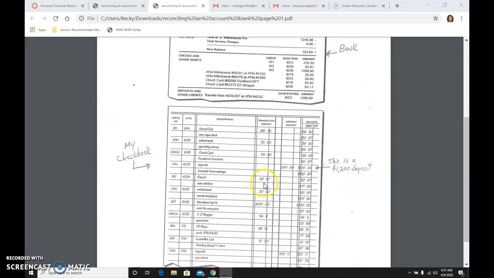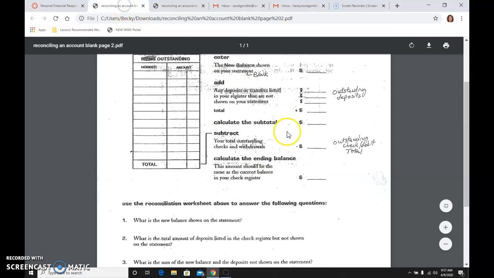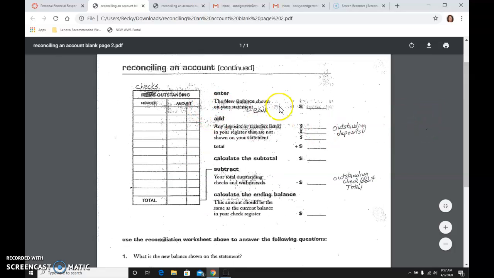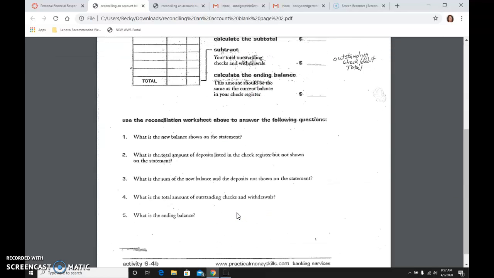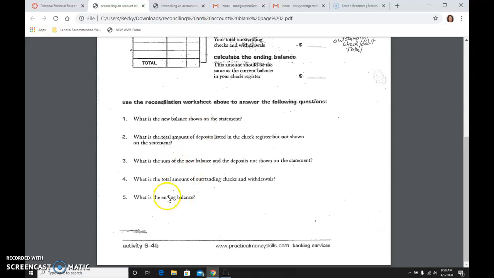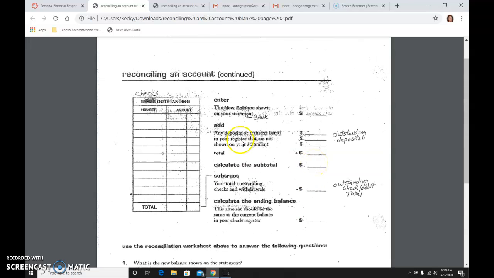So that lists everything. And if you go to the directions page, it's talking about filling this out. So the new balance that was on the bank statement, adding any deposits listed in the register that aren't on the statement, and then the same for checks and withdrawals to get to this ending balance. And this is key, so circle that. That amount has to be the same as the balance that's in your check register. And then it's going to have you answer 5 questions once you've completed that.